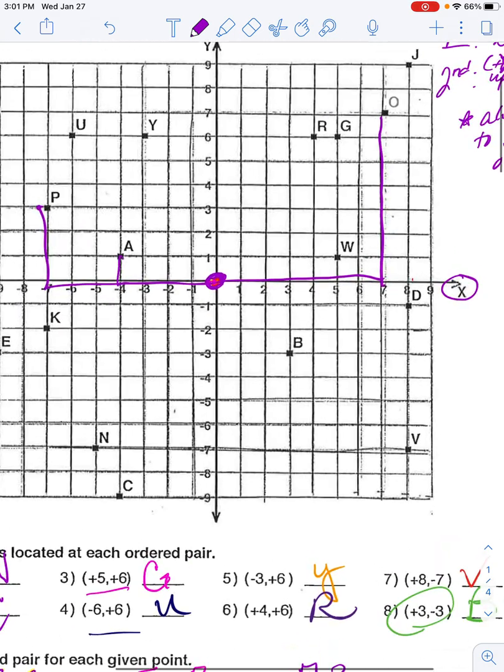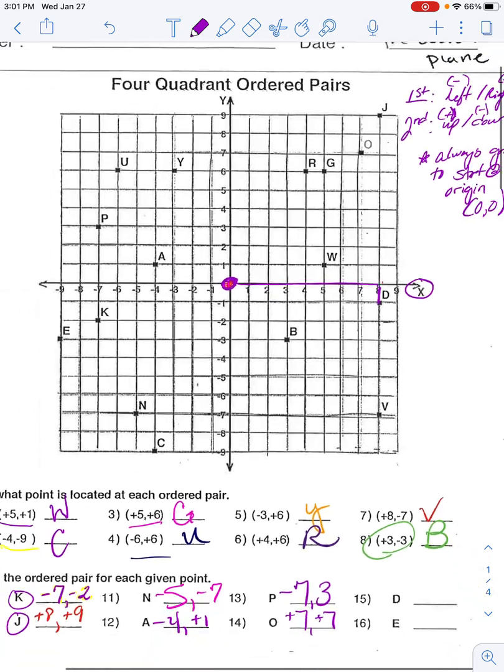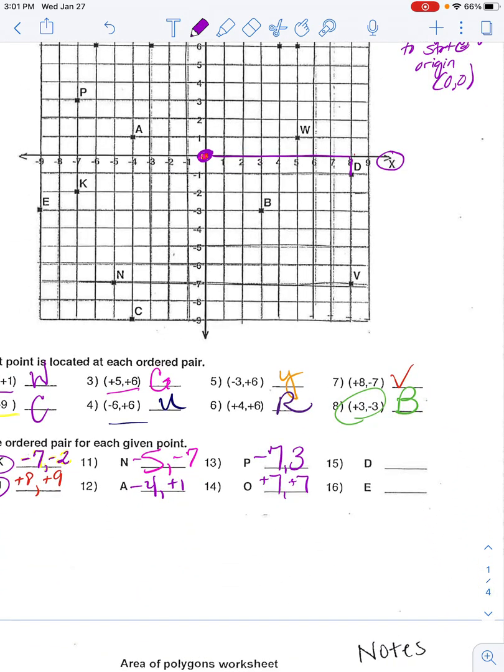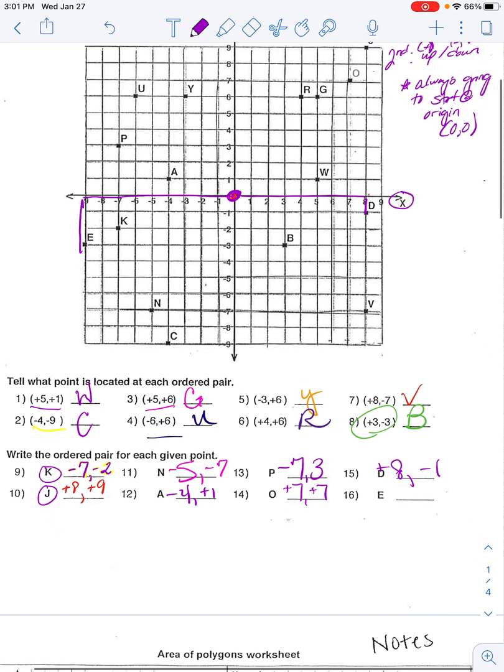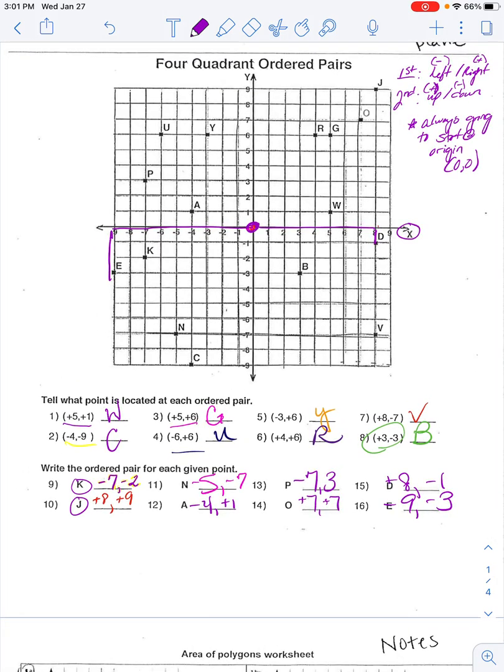D would be positive 8, down 1, negative 1. So positive 8, negative 1. And E would be negative 9 going to the left, negative 3 going down. Negative 9, negative 3. Okay, so hopefully that was a review.